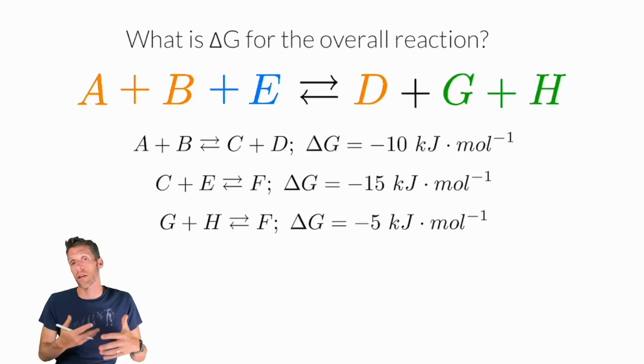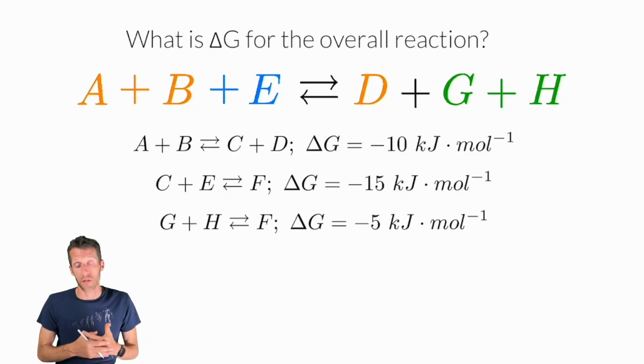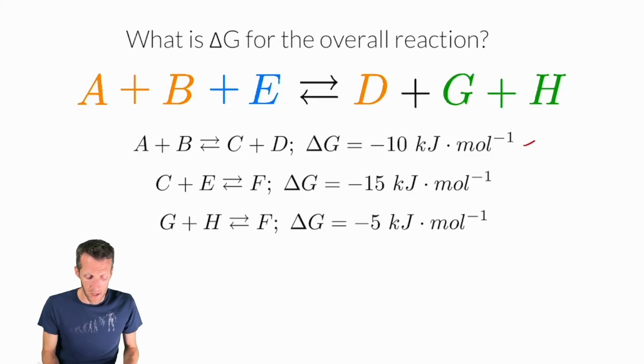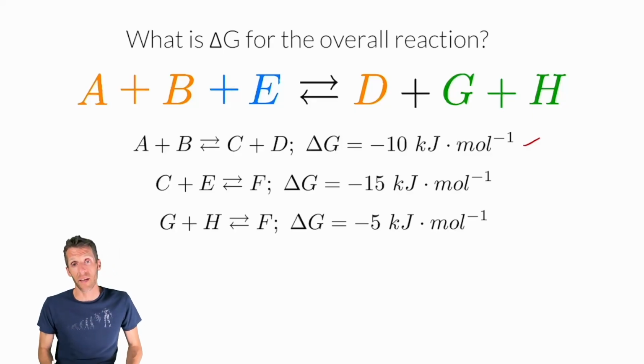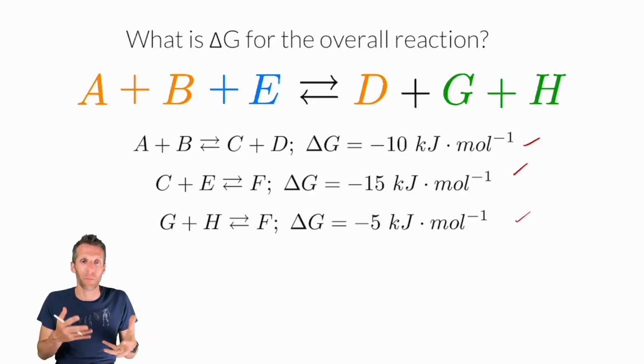I've said that under the conditions that we observe in a cell, we can calculate, or we know, the free energies of these reactions. The free energy of this reaction is minus 10 kilojoules per mole. This one's minus 15 kilojoules per mole, and this one's minus 5 kilojoules per mole. So what is the overall delta G for this reaction? Again, this is a good point to pause and think about it for a second.